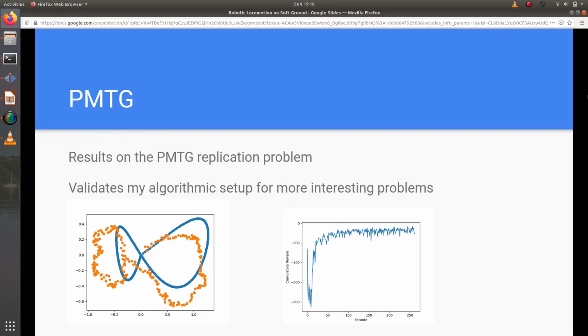Below are my results on the PMTG toy problem. On the left, you see in blue the optimal path, which is roughly a figure 8. In orange is the learned path of the ball through space over time. On the right is the cumulative reward per episode that my PMTG architecture achieves over time.